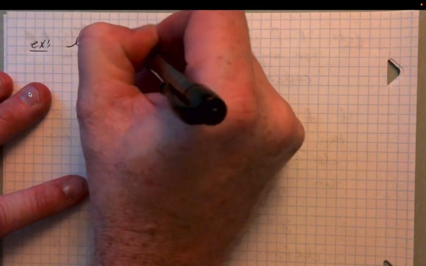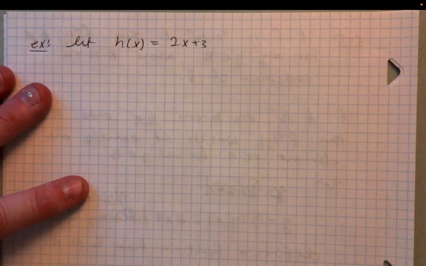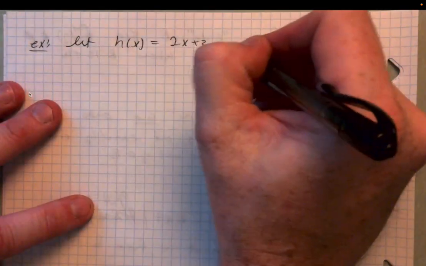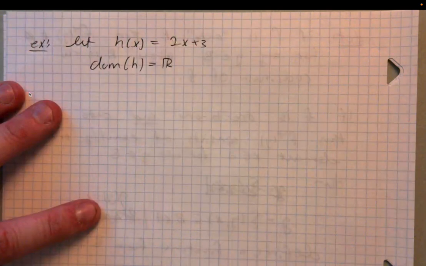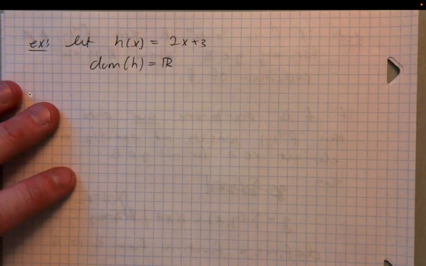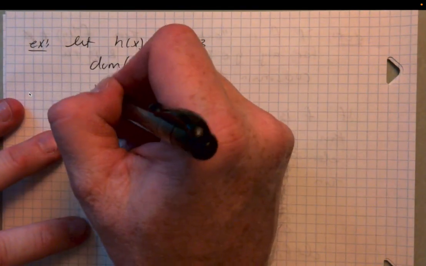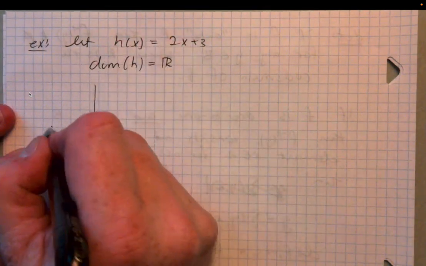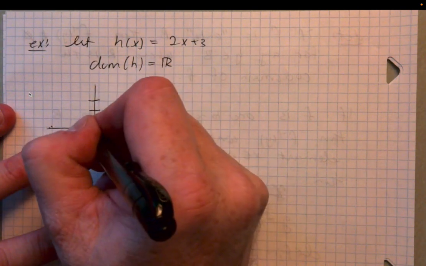Let's let h of x equal 2x plus 3. Same example from previously. Then the domain of h is the real numbers. Now, the function is clearly one-to-one, right? And you can see that's the case, right? Because what does the function look like? Well, it kind of goes like this, right?